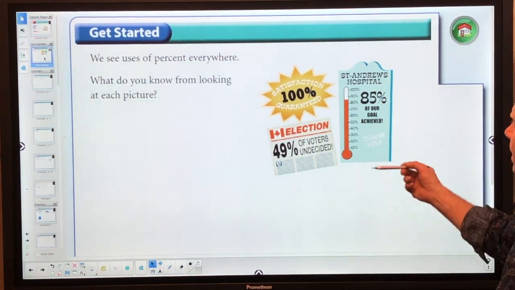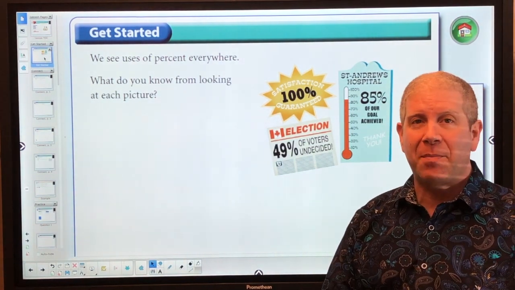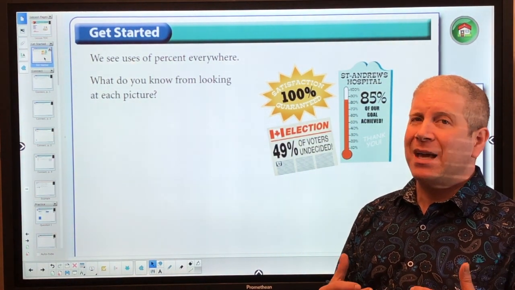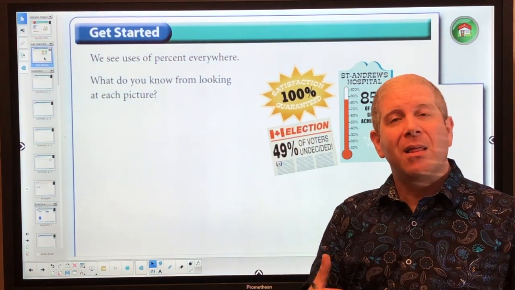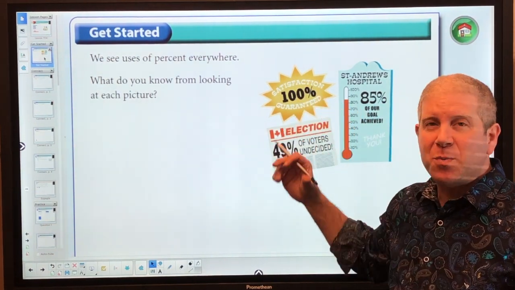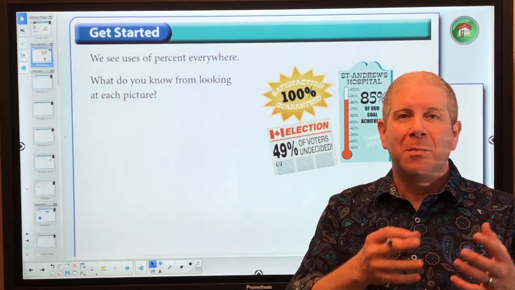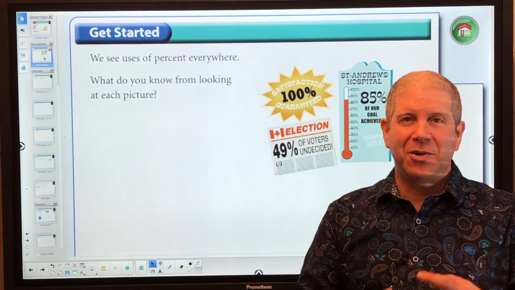Over here, this hospital reached 85% of their goal. Well, is that good? Is that bad? We generally think of anything above 70 or 80% as good out of 100. Think about your marks. So percentages have meanings. Beyond those meanings, we need to be comfortable moving between percentages and decimals and fractions so we can better understand how they work.